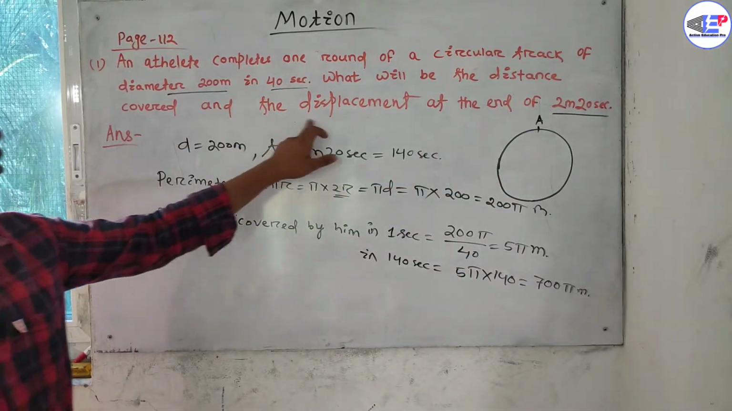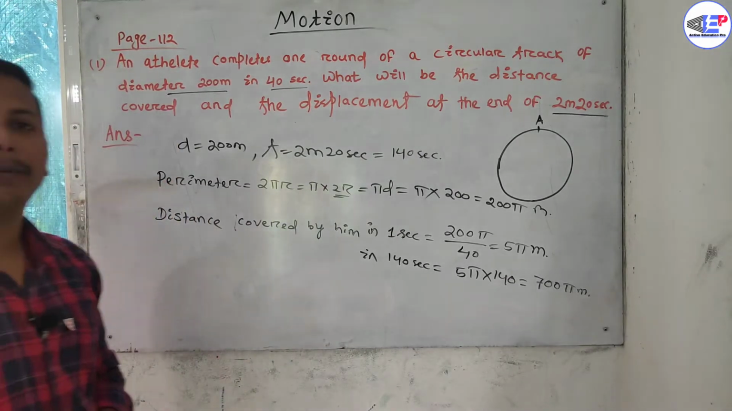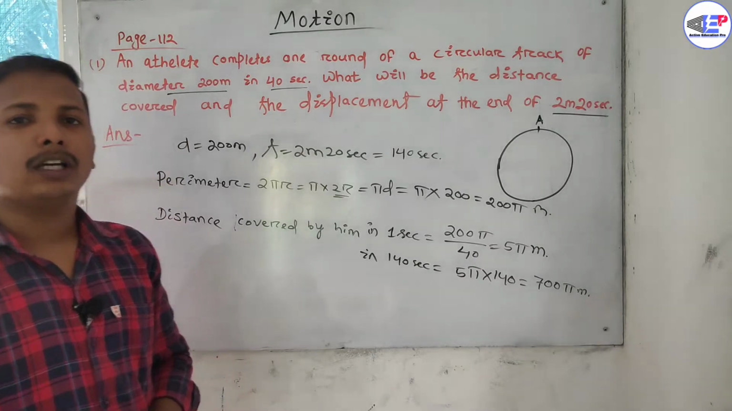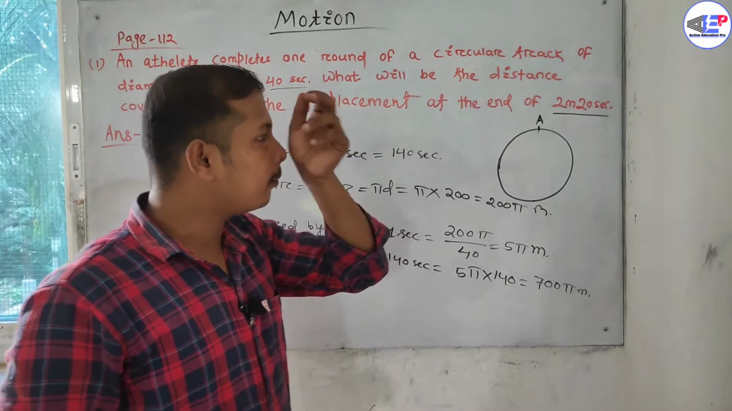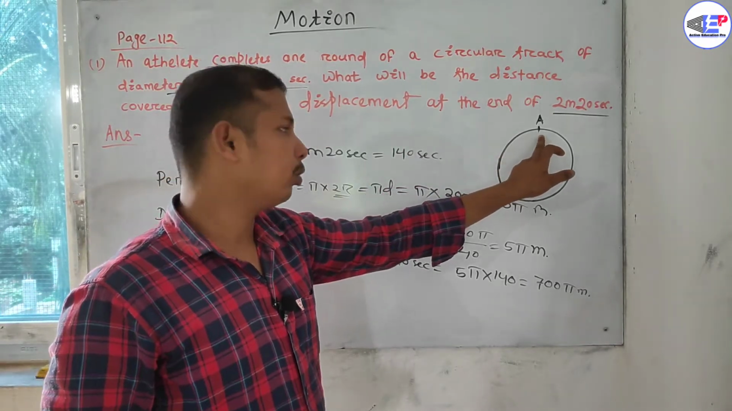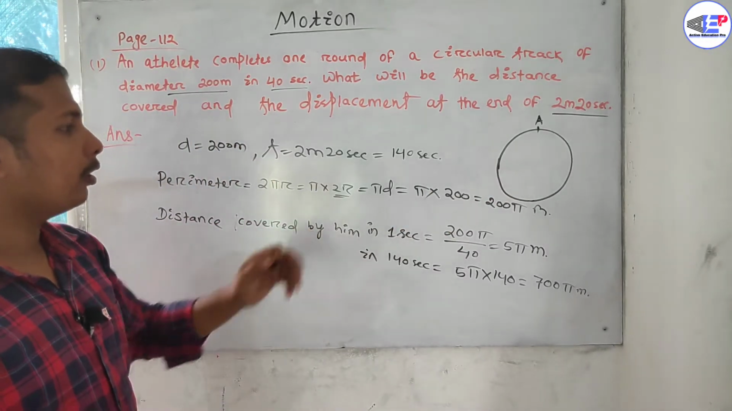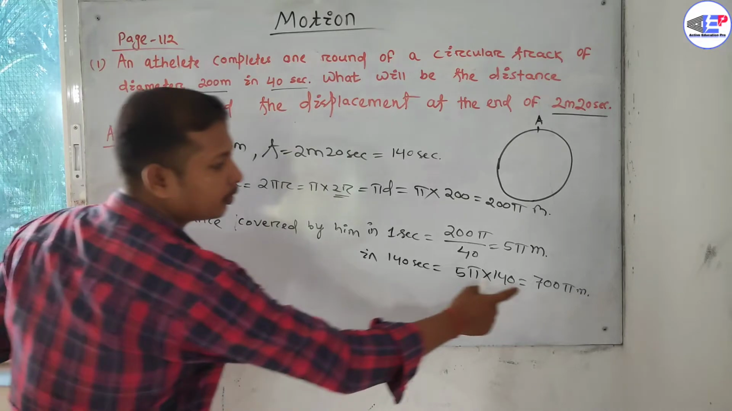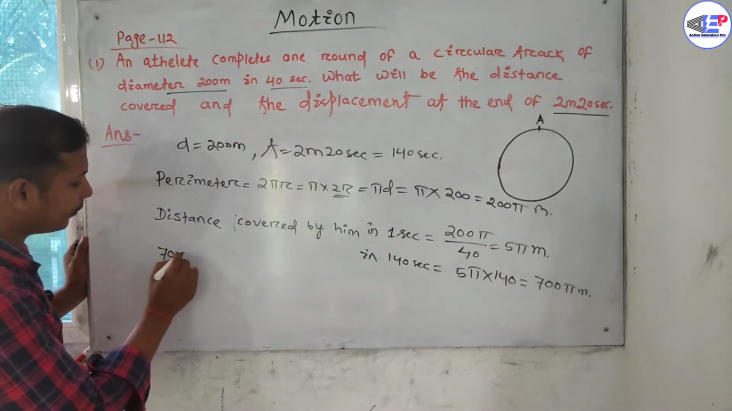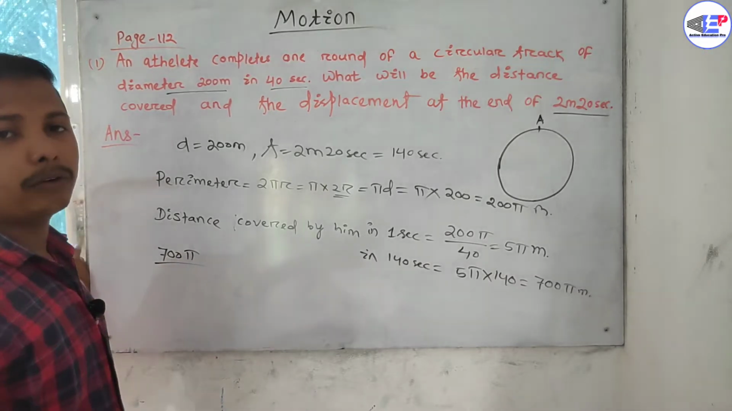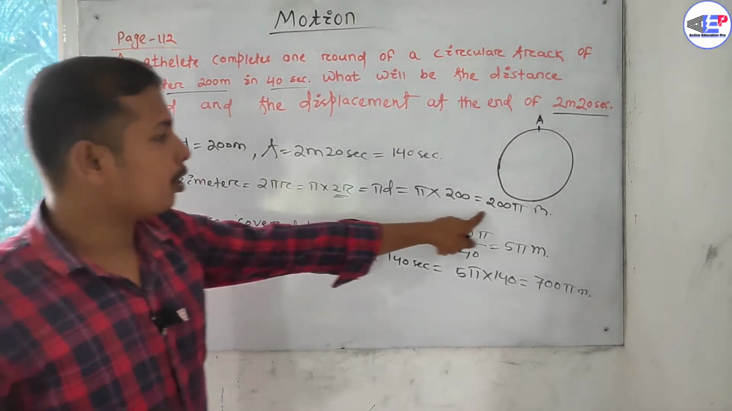Next we have to calculate the displacement covered by the athlete. We know that displacement is the difference between the initial position and final position. Let the athlete start from this point; this will be the initial position. Next we have to find out the final position. We know that the athlete covers 700 pi meter in 2 minutes 20 seconds, and that the perimeter is 200 pi meter.